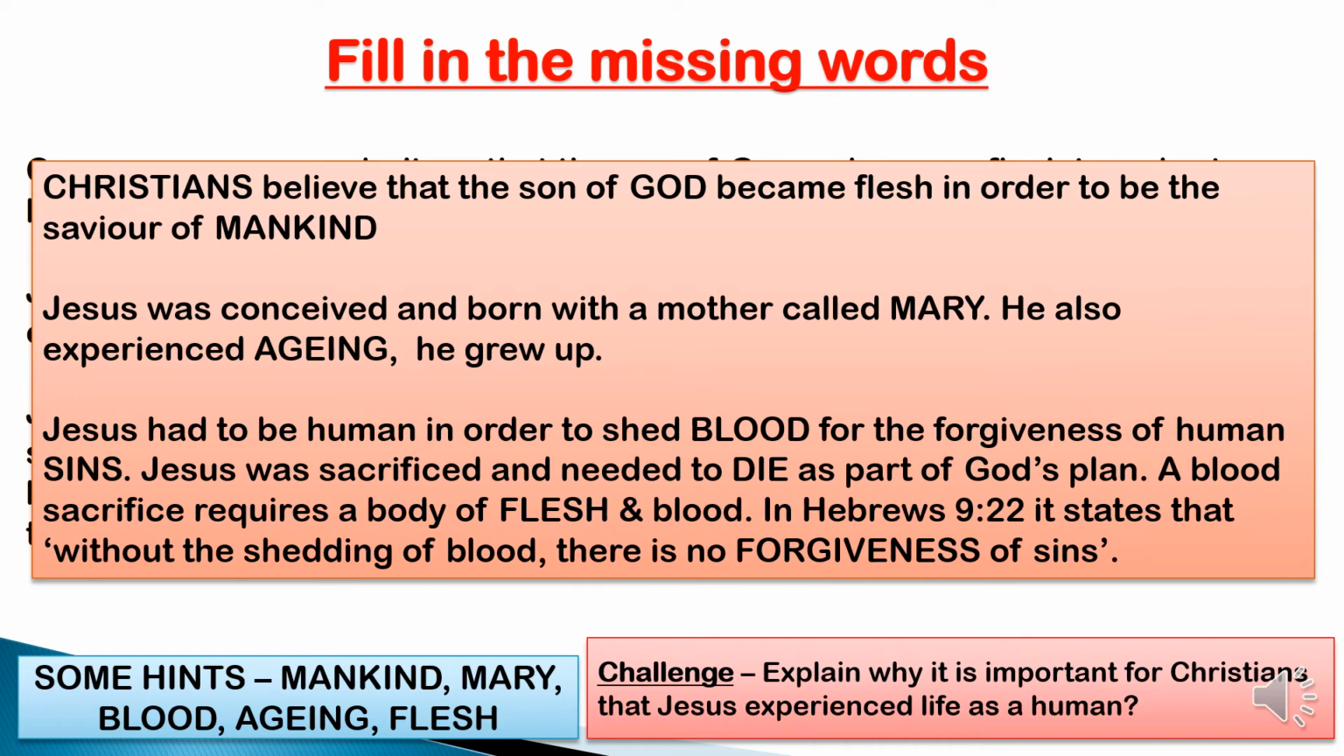Jesus was conceived and born of a mother called Mary. He also experienced aging as he grew up. Jesus had to be human in order to shed blood for the forgiveness of human sins. Jesus was sacrificed and he needed to die as part of God's plan. A blood sacrifice requires a body of flesh and blood. In Hebrews 9:22, it states that without the shedding of blood, there is no forgiveness of sins.